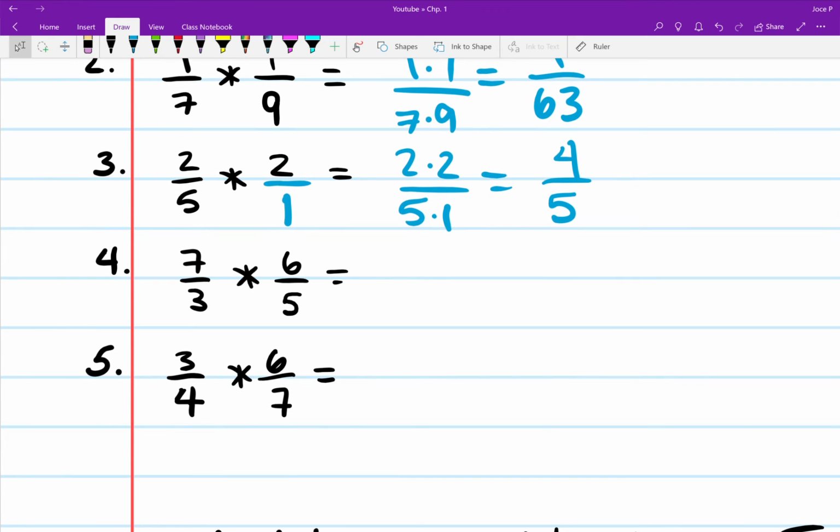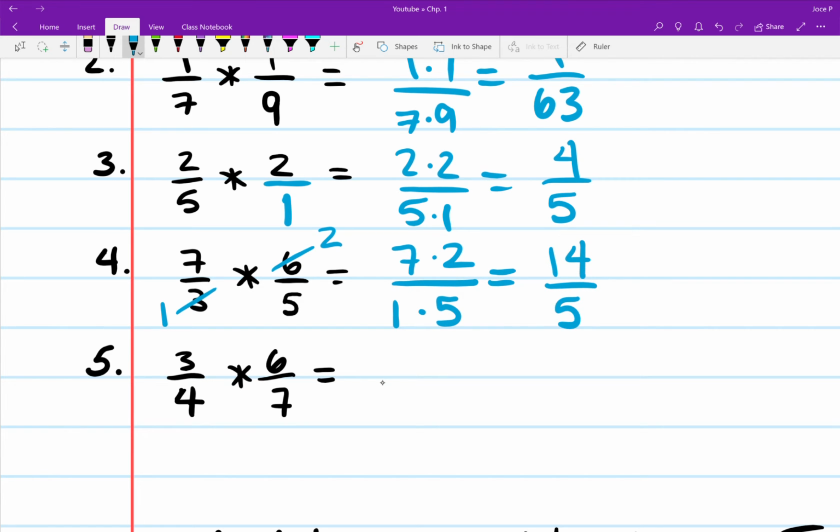Next, it looks like we can start simplifying here. So 3 goes into 6 2 times and into 3 1 time. Can't really simplify this side. And it's okay that initially, or even after the simplification, the numerator is bigger than the denominator. It doesn't really affect our process for multiplication. So now we have 7 times 2 over the new 1 instead of 3 times 5, which is equal to 14 over 5. Again, okay, the numerator is bigger than the denominator.